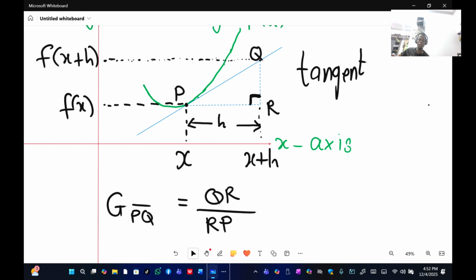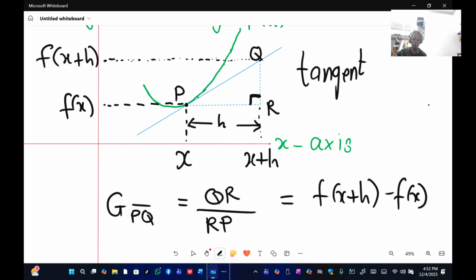So it's going to be QR over RP, all right. So let us determine our QR. Our QR will be the change in the y. So that will be our f of x plus h minus f of x.